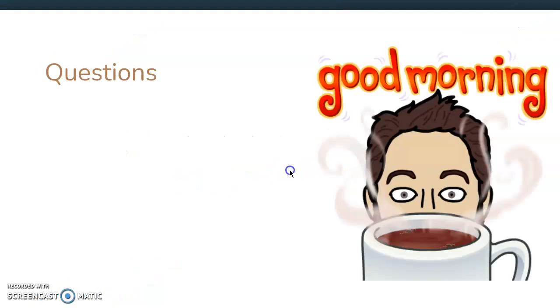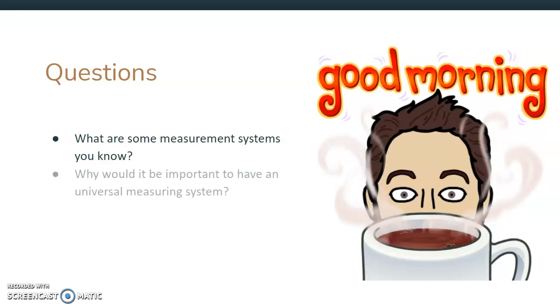We are going to start by going over some conversion things, and starting with that, we're going to get into just what measurement systems are and why we need to convert between things. Some of our warm-up questions to get our brains thinking for today are: what are some measurement systems that you may know? Some common ones that we'll learn about are the metric system and the imperial system.